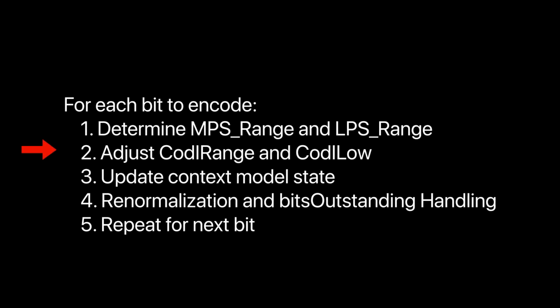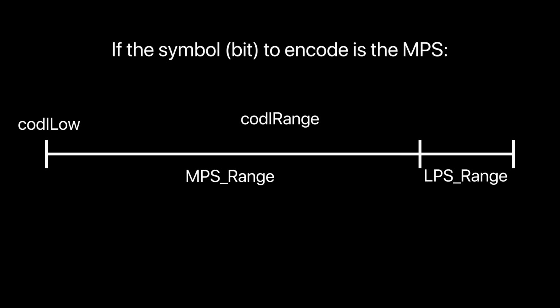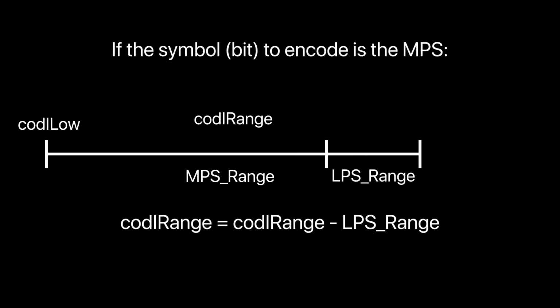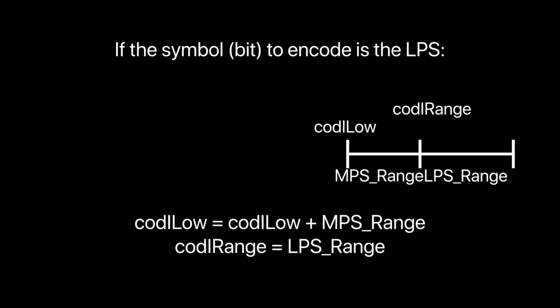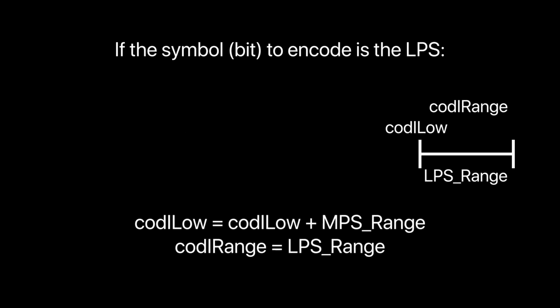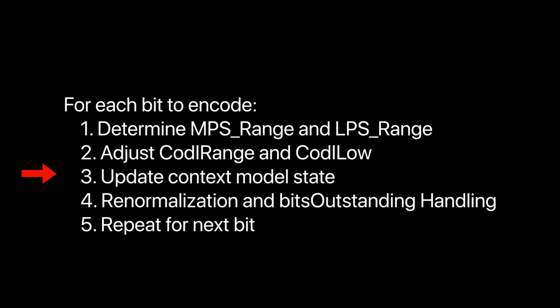Adjust CodeIRange and CodeILow. If the symbol to encode is the MPS, decrease CodeIRange by LPS range. CodeILow stays the same. If the symbol to encode is the LPS, increase CodeILow by MPS range and set CodeIRange to LPS range. Update context model state.